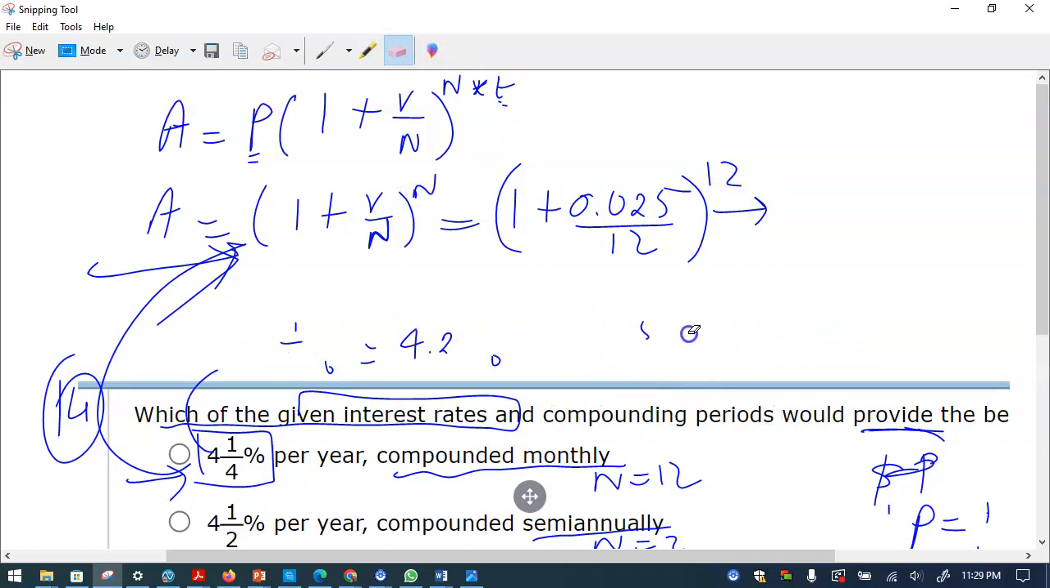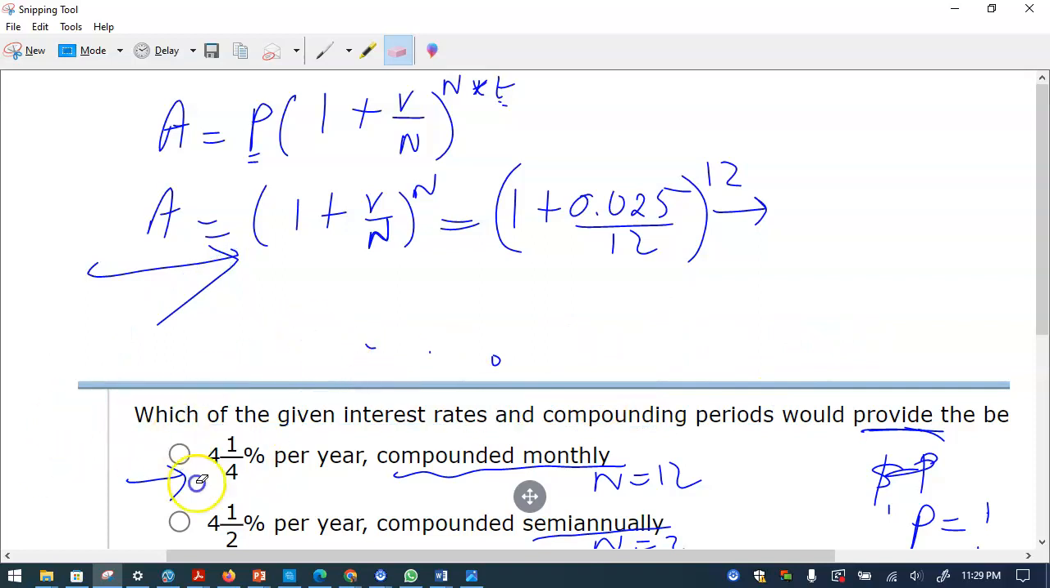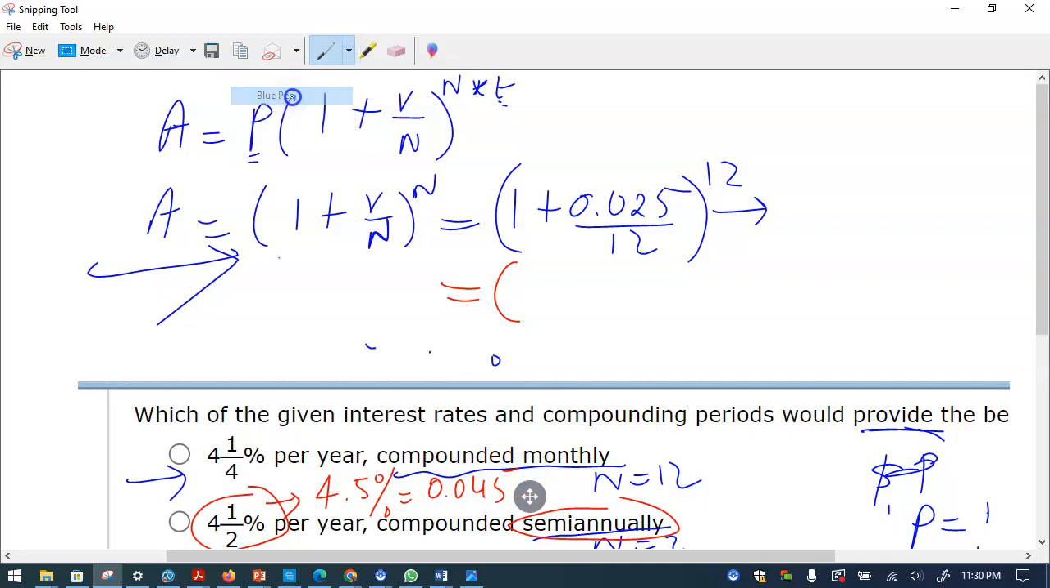The second part is 4.5%, but that is semi-annually. So that means the formula now will be, let me write it here. 4.5% basically means 0.045. So I'm going to write here 1 plus 0.045, and then divide by n, which is 2 for semi-annually, and raise to 2. So this you put on the calculator.